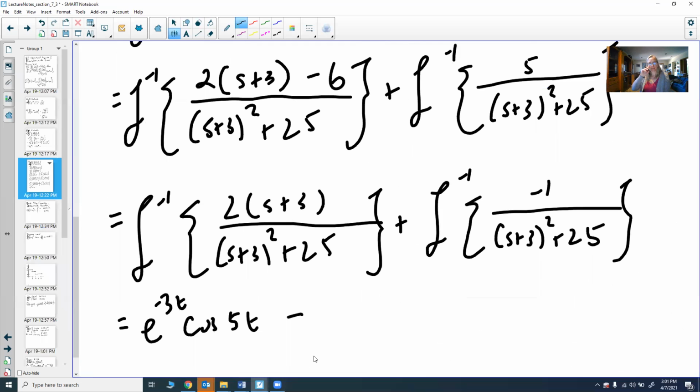So going back to this, I know that I've got a k squared of 25. So that must mean k is 5. So I need to put a 5 up here. But again, that means I just changed the problem. So I need to do a 1/5 out here to get rid of that. So I now know that this is going to be 1/5 e to the minus 3t sine of 5t, because this whole part gets me the sine, and that s plus 3 tells me the e to the minus 3t.